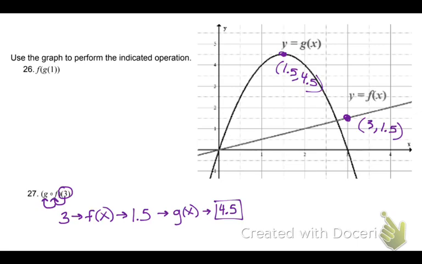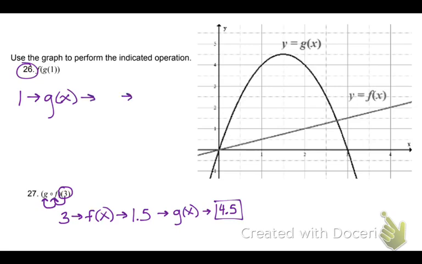All right, I want you guys to try number 26. So go ahead and try that one now and put your answer in when you get it. Okay. For number 26, this means to take 1, substitute it into g of x. When you get an answer for that, your intermediate answer, you're going to substitute it into f of x. And your final answer will be the result of whatever comes out of f of x.